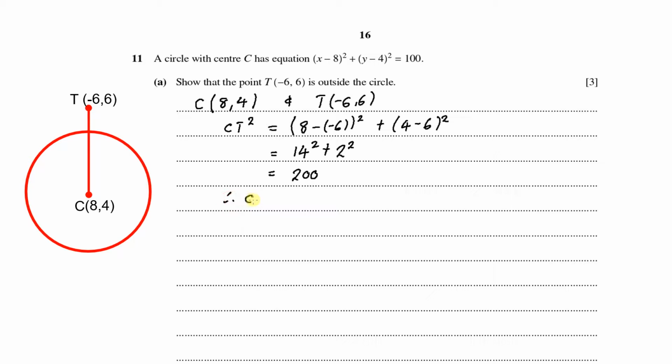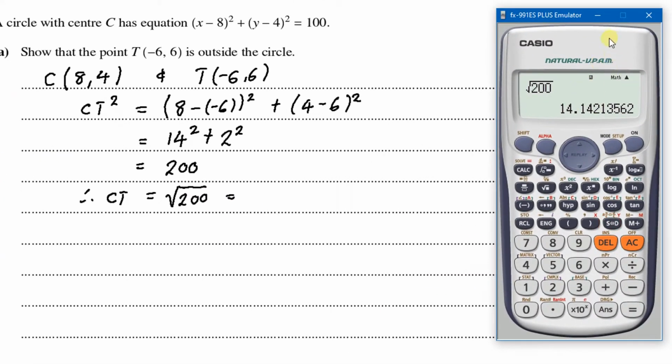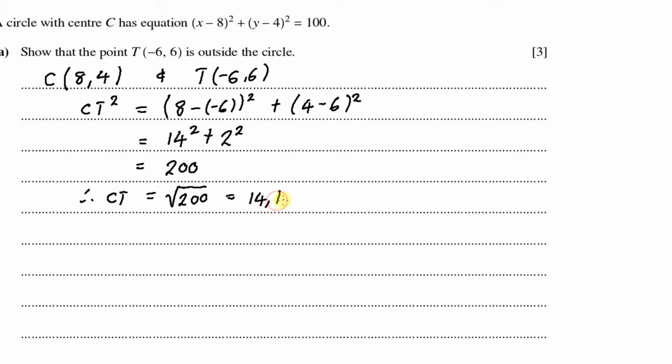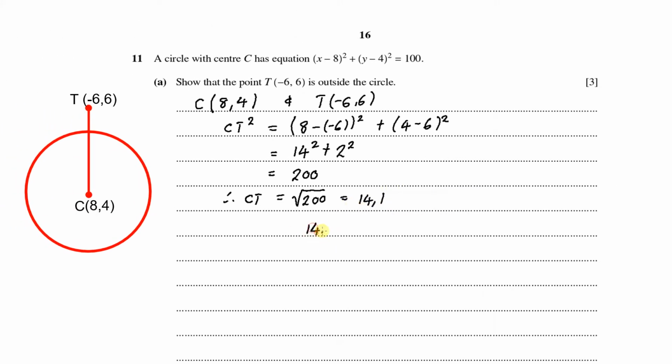Therefore, we know that CT will come out as the square root of 200, which is 14.1. Now 14.1 is actually greater than the radius of the circle, which happens to be the square root of 100, that's 10. So therefore, this proves to us that the point T lies outside of the circle. So hence shown. Okay, let's go on to part B.